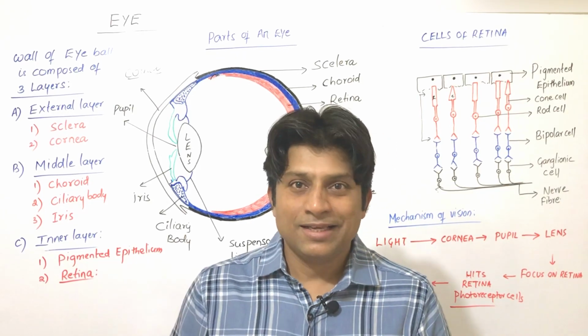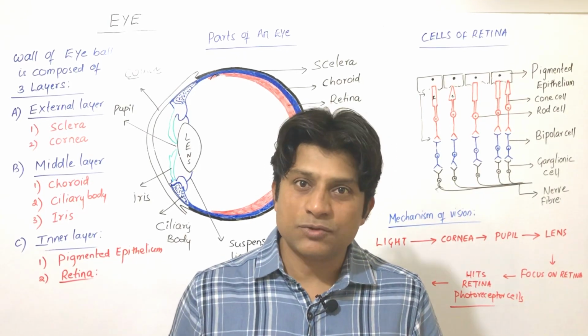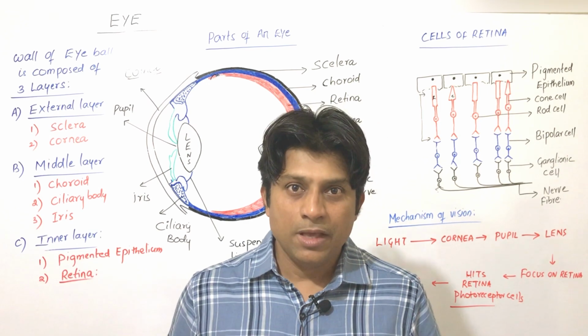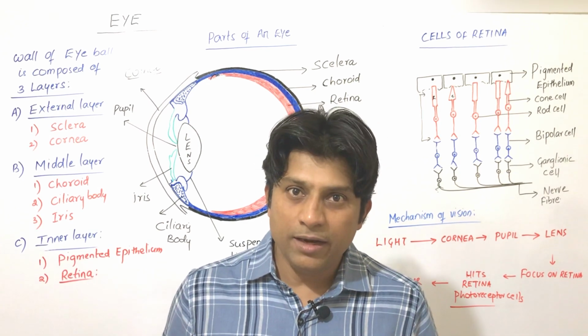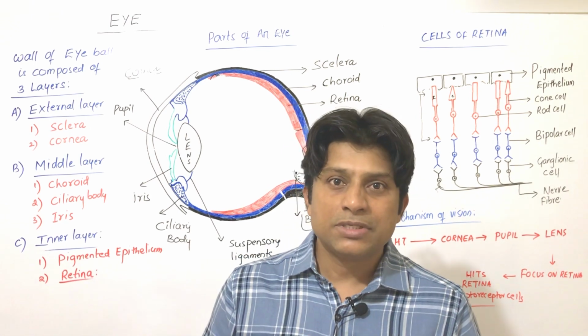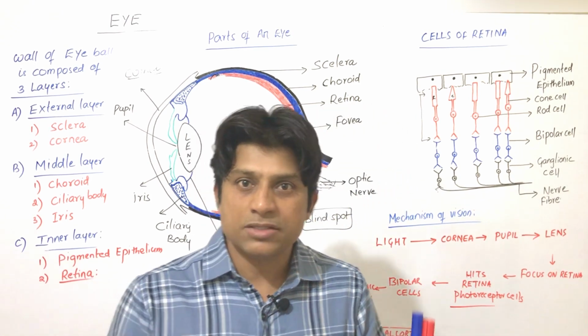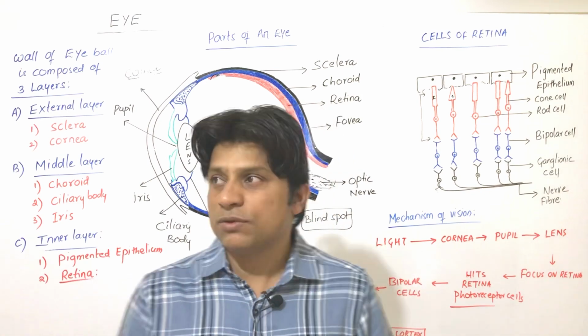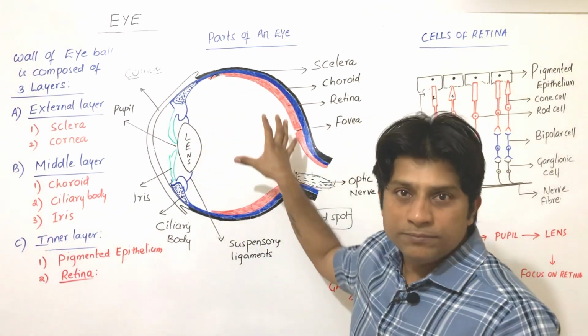Hello students, this lecture is about the structure of the eye. A pair of eyes are located in the sockets of the skull called orbits. So here we are talking about the structure of the eye. So first, this is the eyeball.